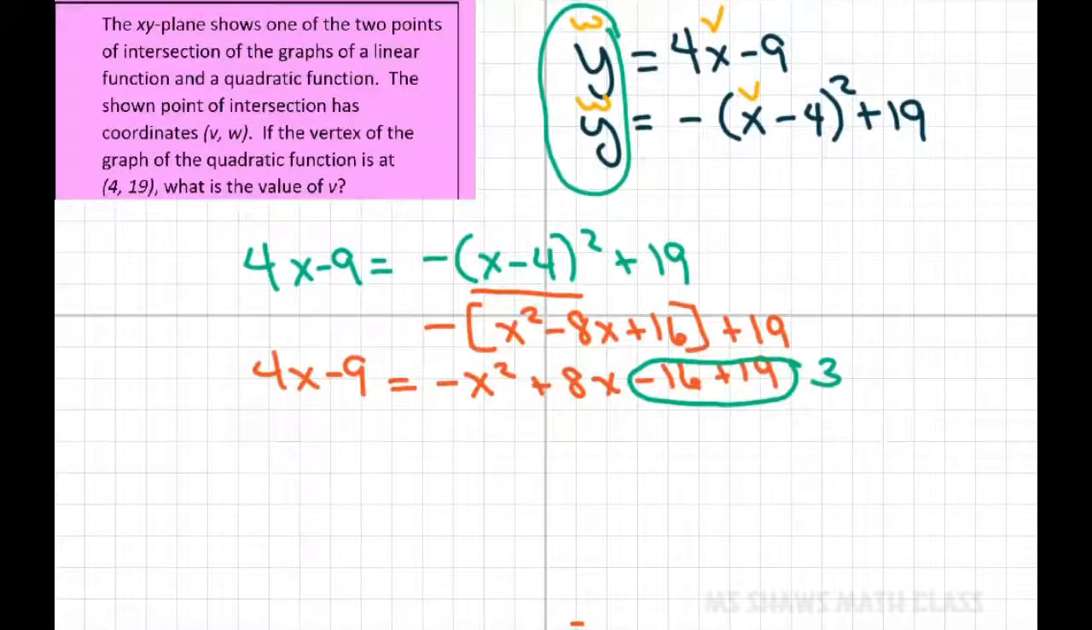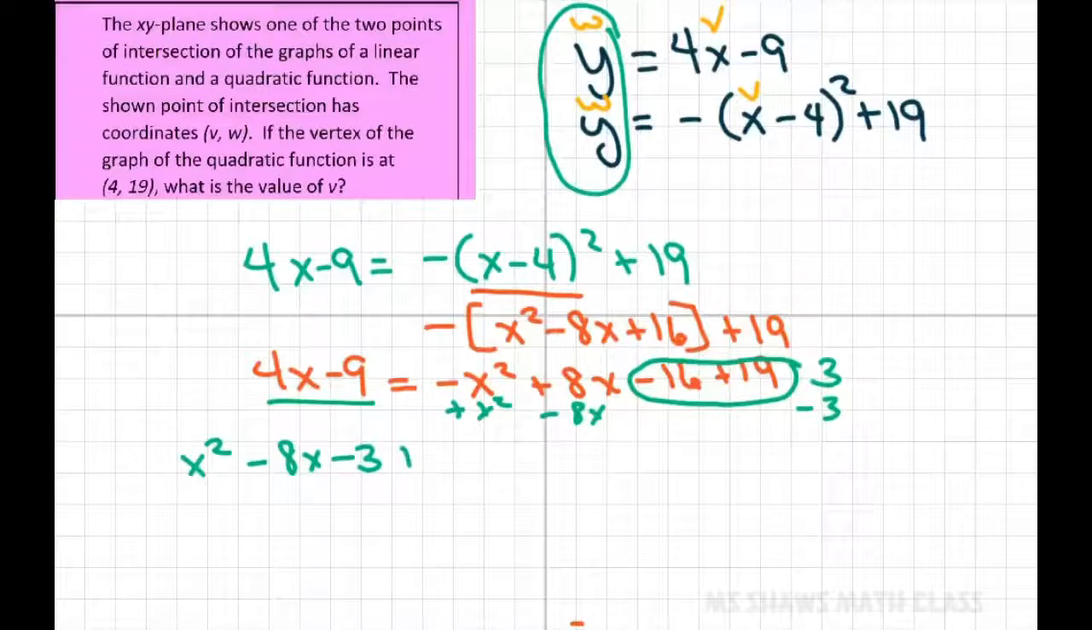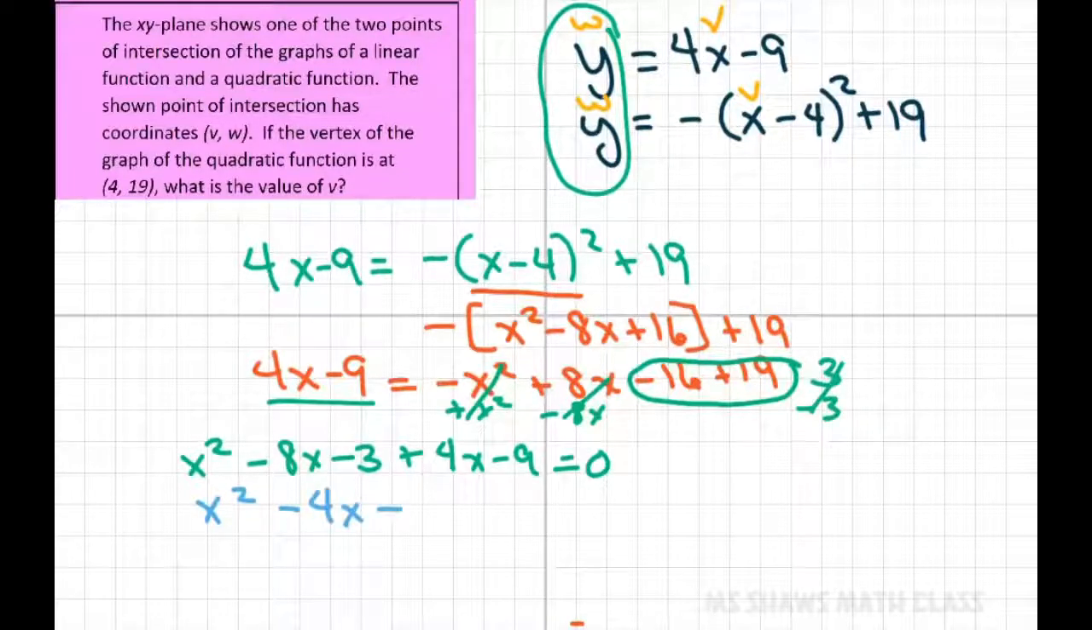When you move everything to the right, you're going to add x squared, subtract 8x, and subtract 3. So when you add x squared, you get x squared minus 8x minus 3, and then add 4x minus 9, and this all equals 0 because it all zeroes out. I just moved everything over to the left-hand side of the equation. Now simplifying, we have x squared minus 4x minus 12 equals 0.